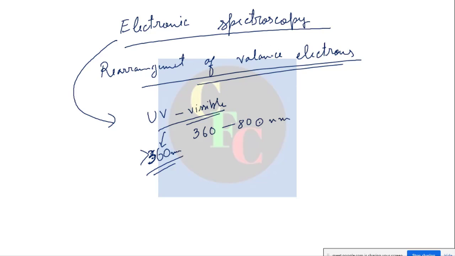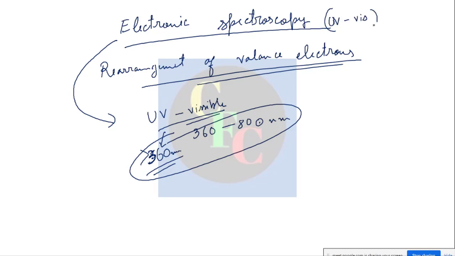Now, as these electronic absorptions occur mostly in these regions, it is more commonly called UV visible spectroscopy. Like infrared spectroscopy, which is actually vibrational spectroscopy, but more commonly it is called infrared spectroscopy. Similarly, this is also called UV visible spectroscopy, right? Okay.